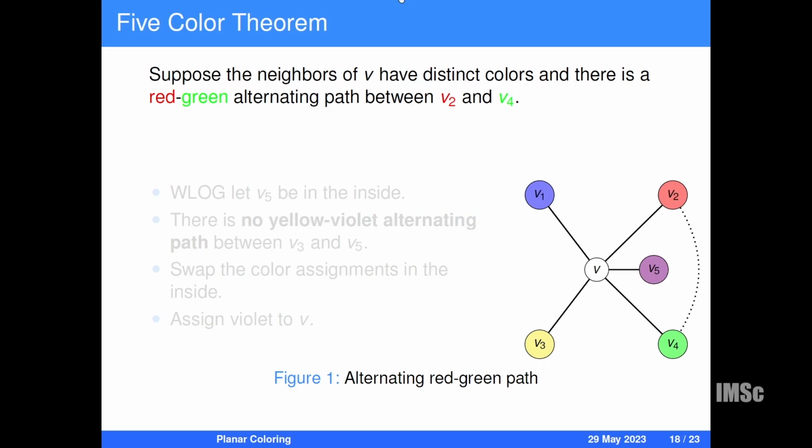Let's say that there is a red-green alternating path. What can you say about V5 and V3? Can you say something about V5 and V3? Do you think there can be an alternating path between V5 and V3?